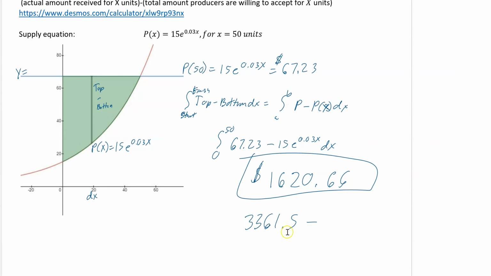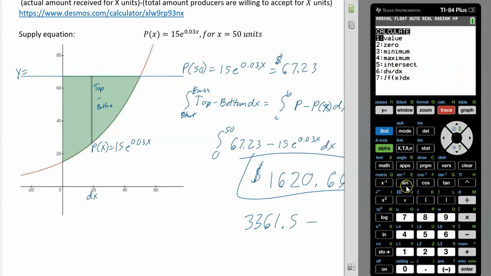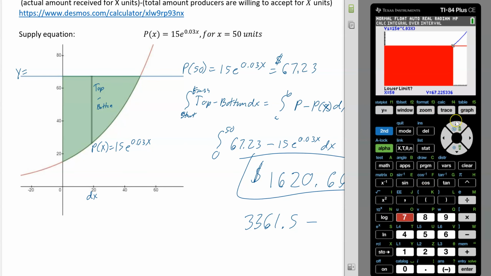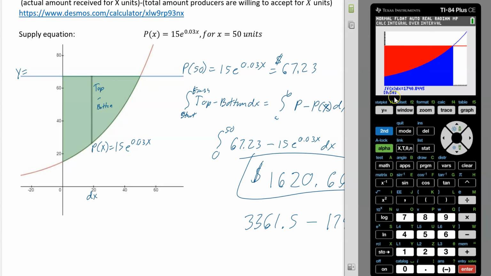3361.5 minus, and then the other one, second calc, and then number 7. But this time we're going to select the blue, which is perfect. So 0, enter. See, the blue is selected up there. And then 50, not 5, 50, enter. And it will shade all the way across and give us that. And so you can see that red area now is our producer surplus, which is 1740.84. Let's double check that.